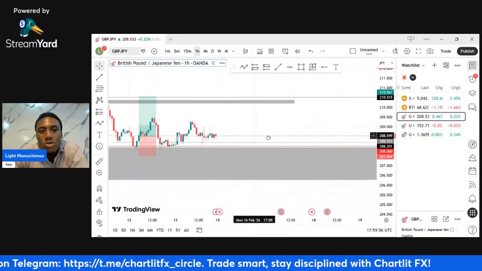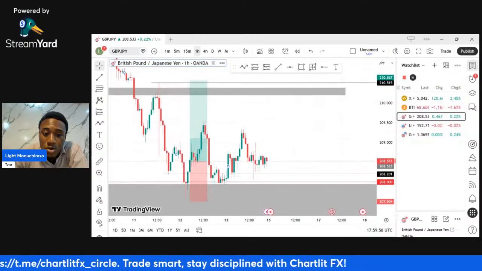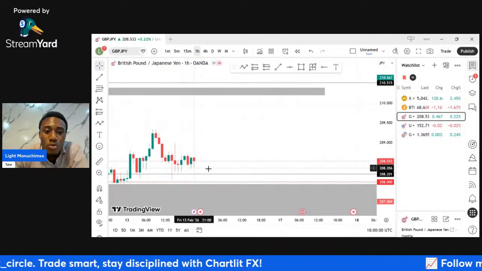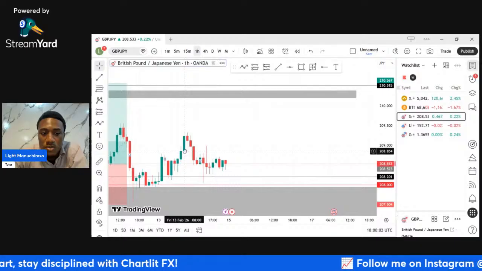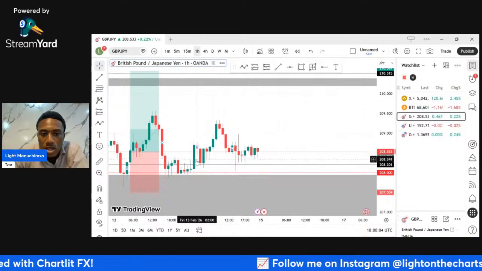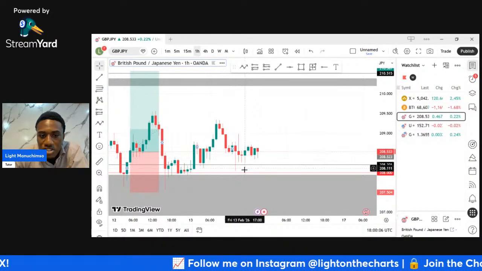So now what I'm currently looking at is that by tomorrow, when the market opens, price will be busting upward, because now you can see a momentum candle right here and rejection.